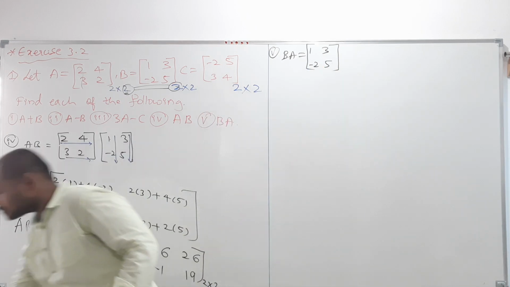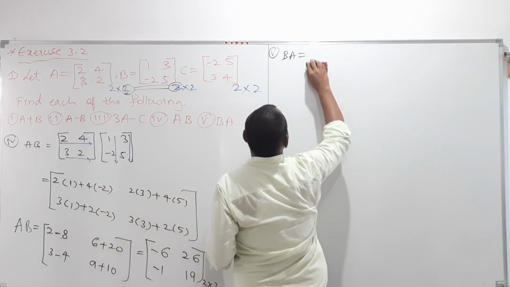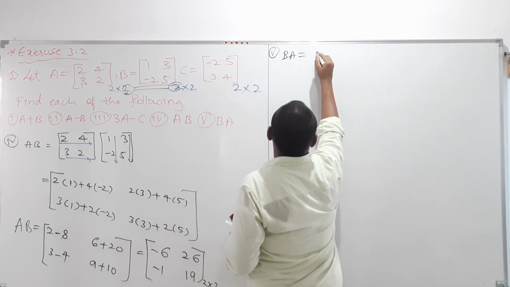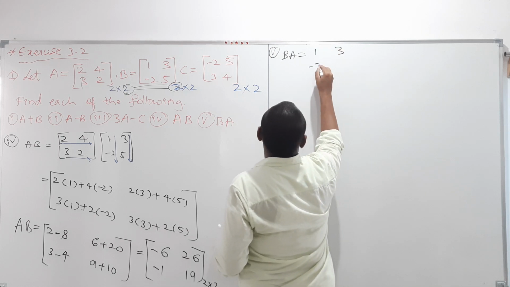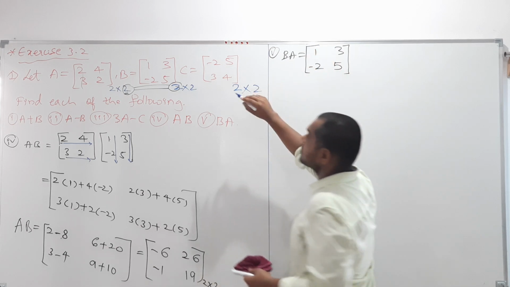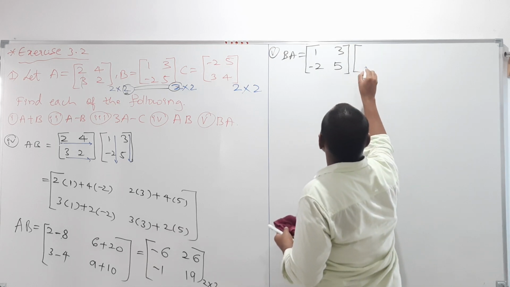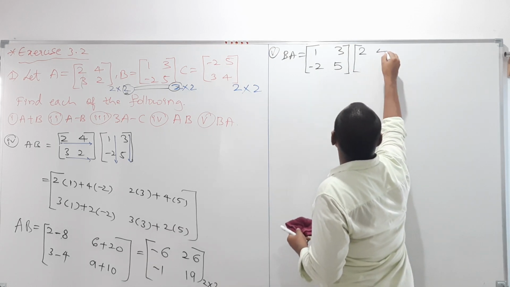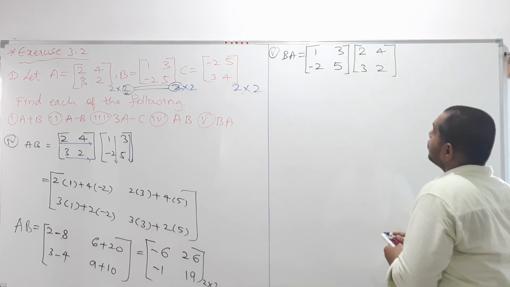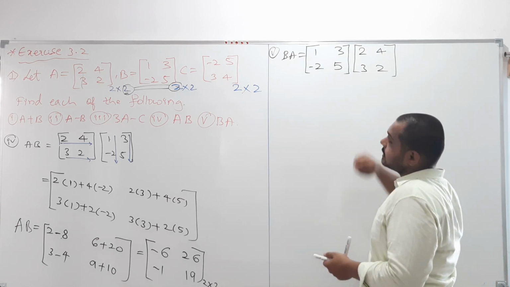And next I'll rewrite that one because you can't see it clearly. So B is 1 3 minus 2 5. This is the B matrix. And what is A? A is 2 4, 3 2. So this is a matrix of order 2 cross 2, and this is also a matrix of 2 cross 2.